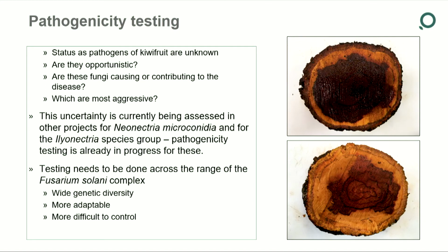So obviously the next thing that we would do in this project would be pathogenicity testing. For all of the fungi that we've found in this project, there's no information on whether they're pathogens of kiwifruit or not. Are they opportunistic? Are the fungi causing or contributing to the disease? And which ones are the most aggressive? Which ones should we worry about the most? So this uncertainty is currently being addressed in other projects for Neonectria microconidia and for the Ilyonectria species group. Pathogenicity testing is already in progress for these ones.